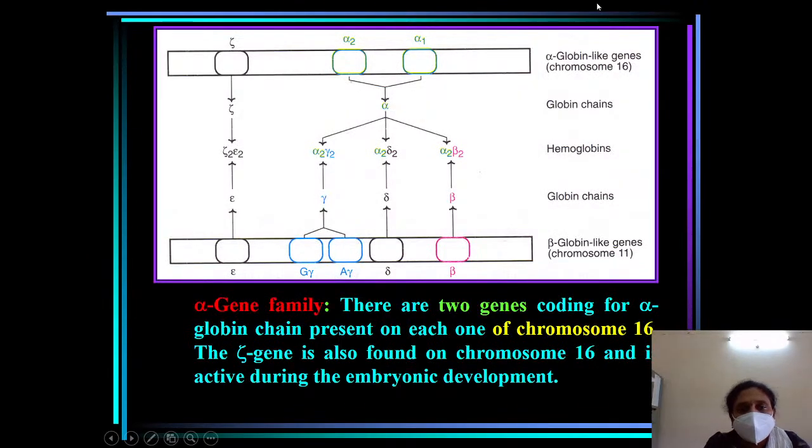Okay, so look at this again here. This is the alpha gene family. Again, I repeat, there are 2 genes coding for the alpha chain present on chromosome number 16. Along with these 2 genes, there is the zeta gene, which is active during embryonic development.